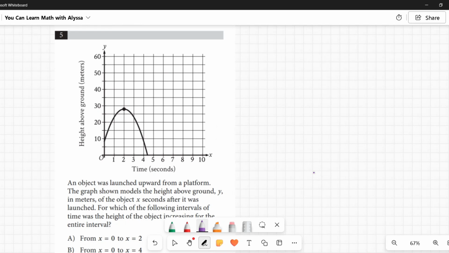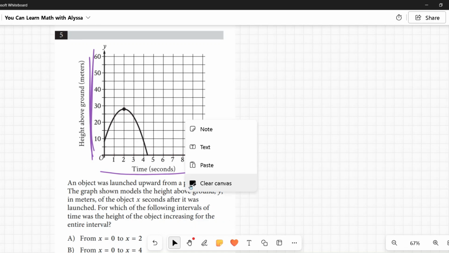All right, we're given a chart here. Number 5, an object was launched upward from a platform. This graph shown models the height above ground, y. Height above ground is going up and down here. It is in meters of the object x seconds after it was launched. Okay, so our time in seconds is here. For which of the following intervals of time was the height of the object increasing for the entire interval?